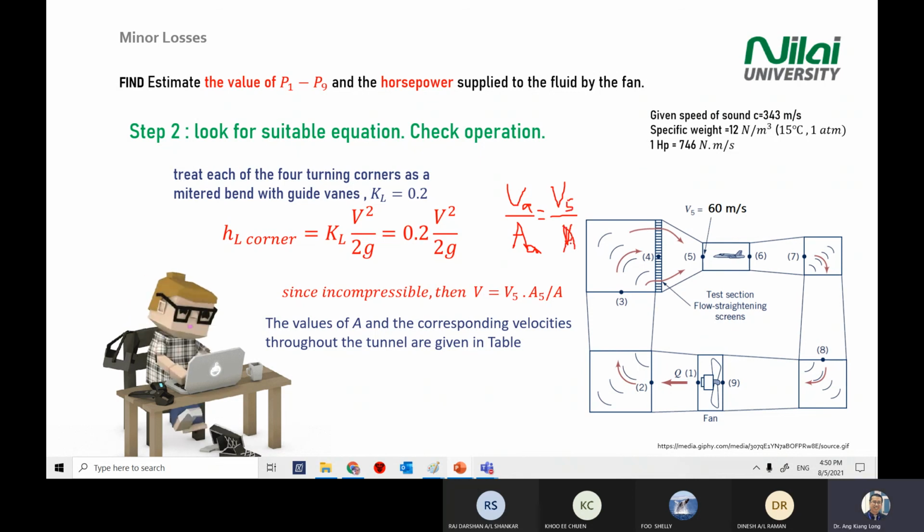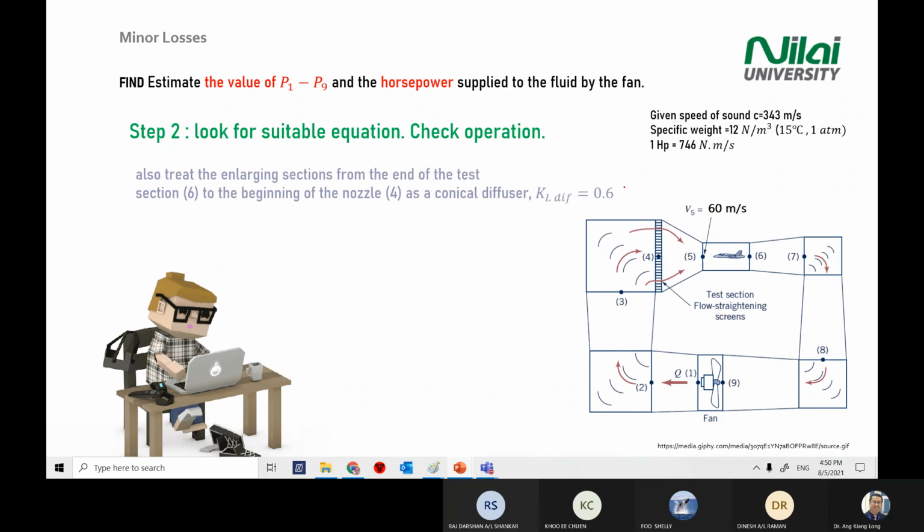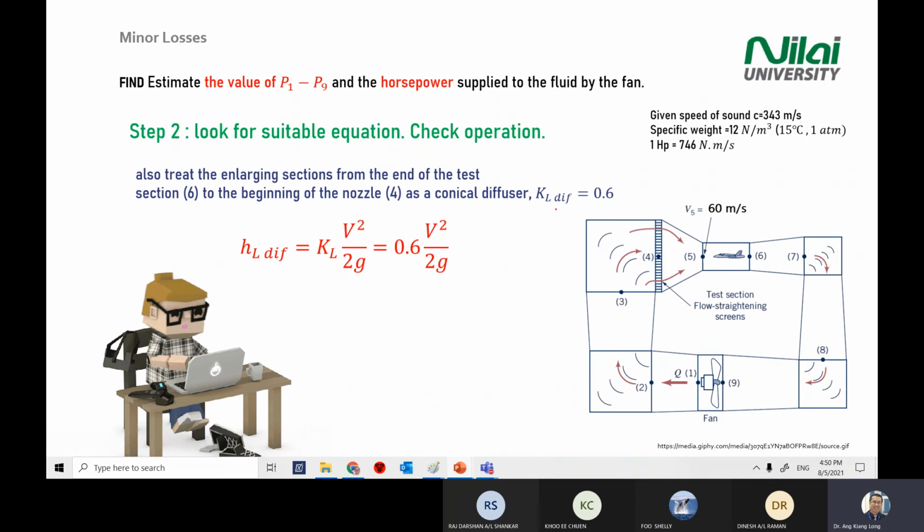Since you're looking at point number 5, because point number 5 is the maximum velocity here, the ratio will be the same. All right. Then you treat your KL for the diffuser, the conical diffuser KL value is 0.6. So again, you have another head loss due to the diffuser. So you continue to write HL equal to KL V squared divided by 2G, but in this case, we are referring to the diffuser.